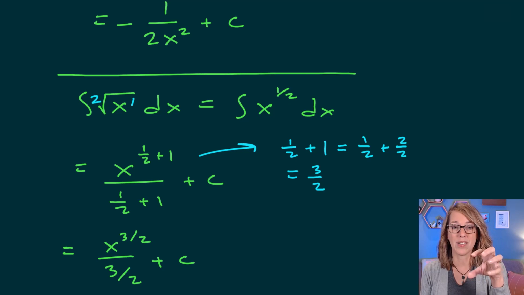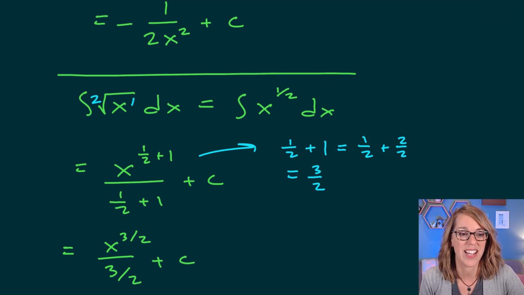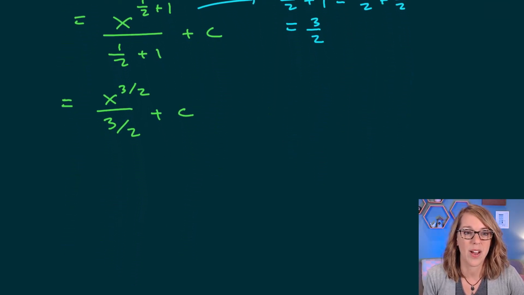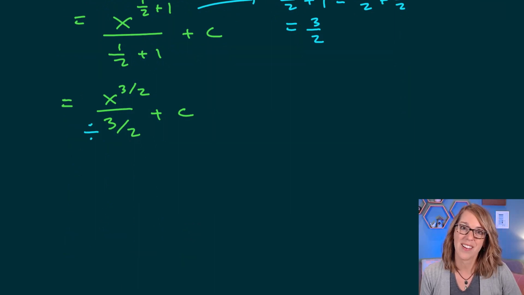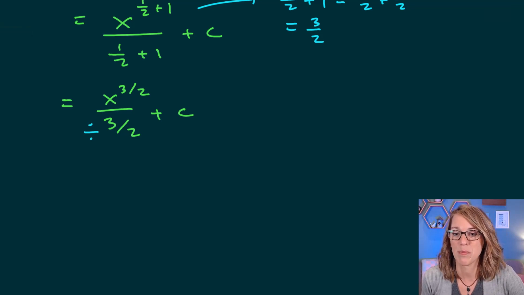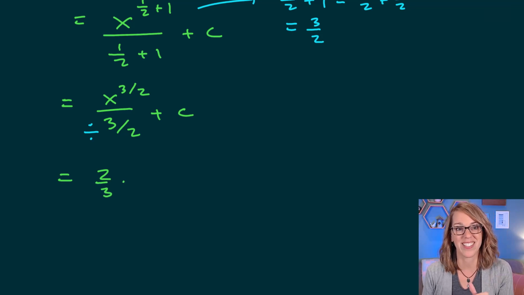I want to get a radical instead of a rational exponent, and I also want to get that fraction out of my denominator. It's easy to deal with the fraction in the denominator. I am dividing by 3/2, so instead I want to multiply by the reciprocal. I want to multiply by 2/3. So that's going to become a 2/3 times in my next step.